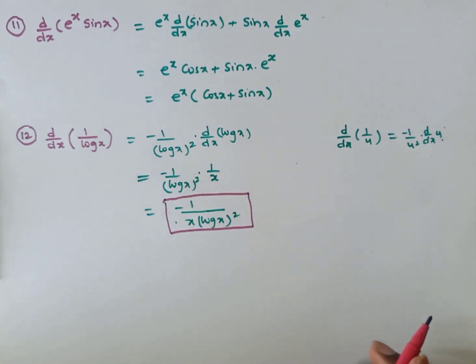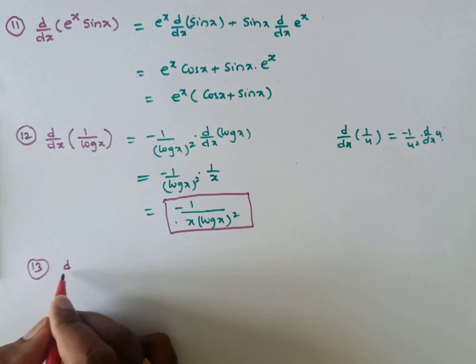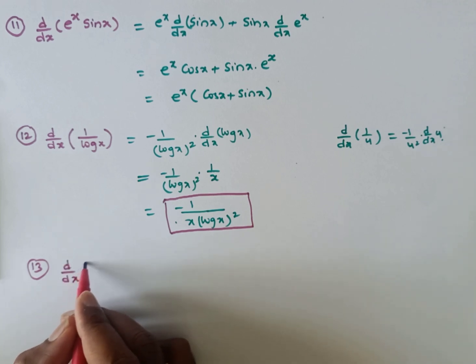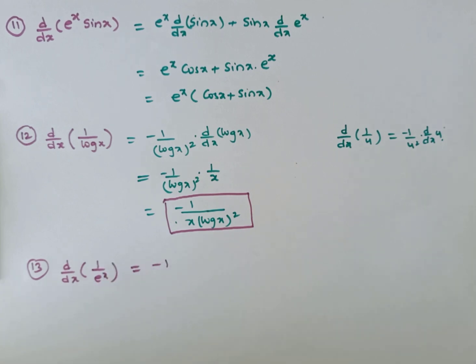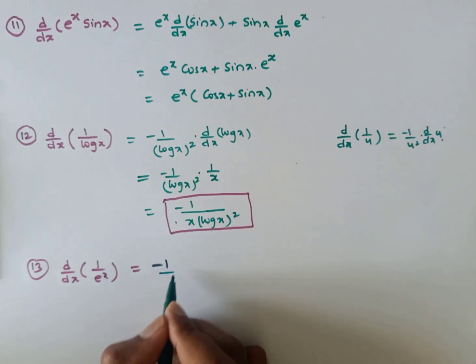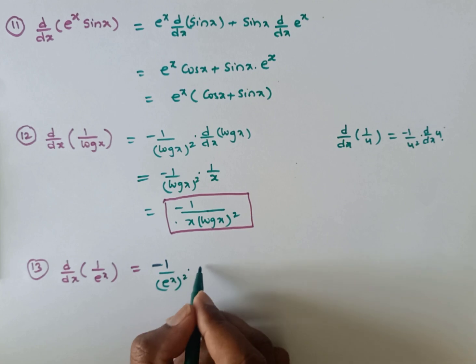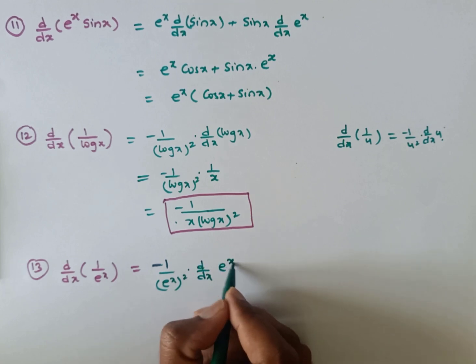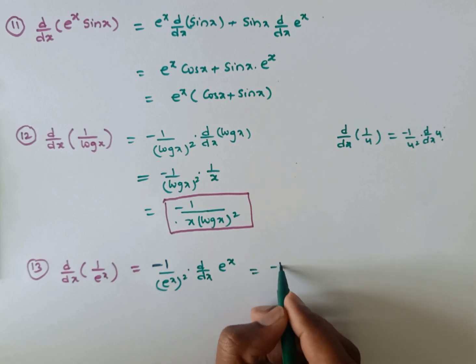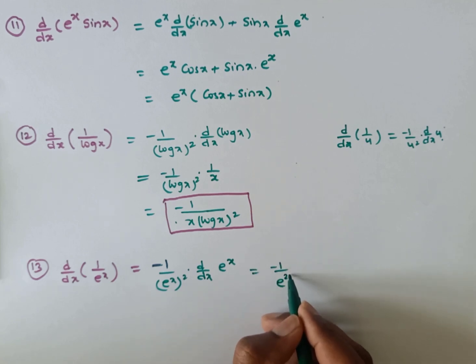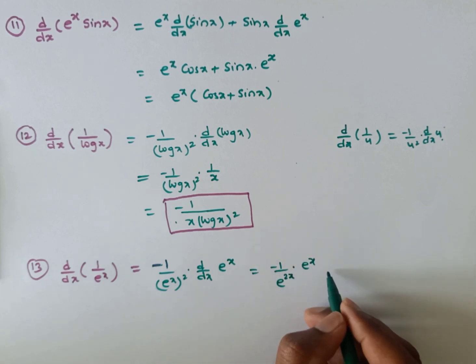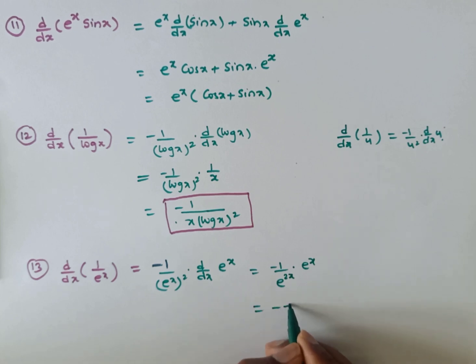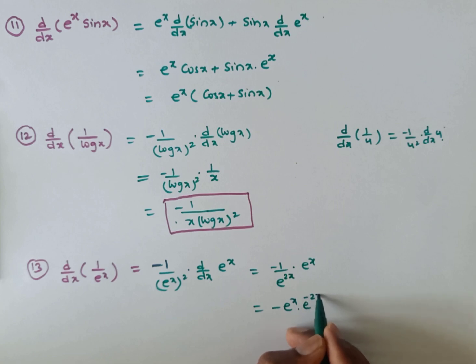You can write one more on this: d by dx of 1 by e power x, which gives e power minus x, or let's do 1 by e power x. So minus 1 by e power x whole square into d by dx of e power x. We know the derivative, so it is minus 1 by e power x square, which is e power 2x, into e power x, as the derivative is e power x only. Which equals minus e power x into e power minus 2x.